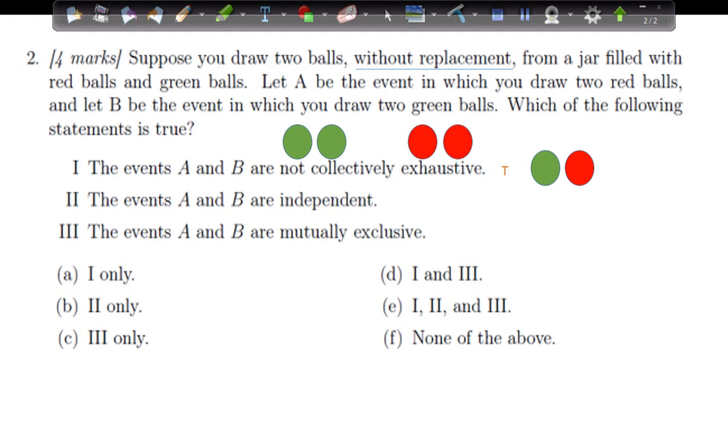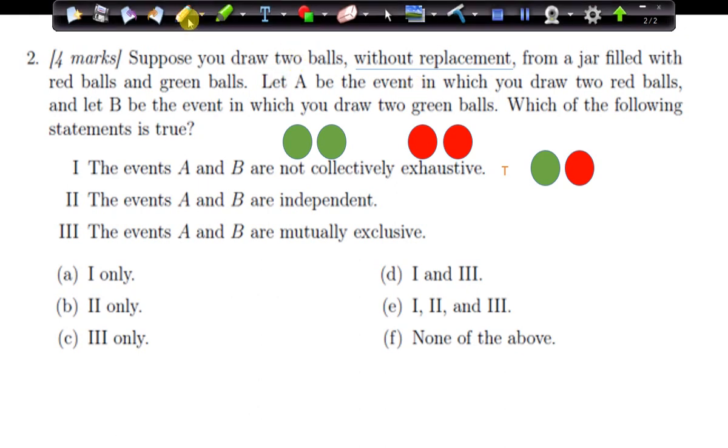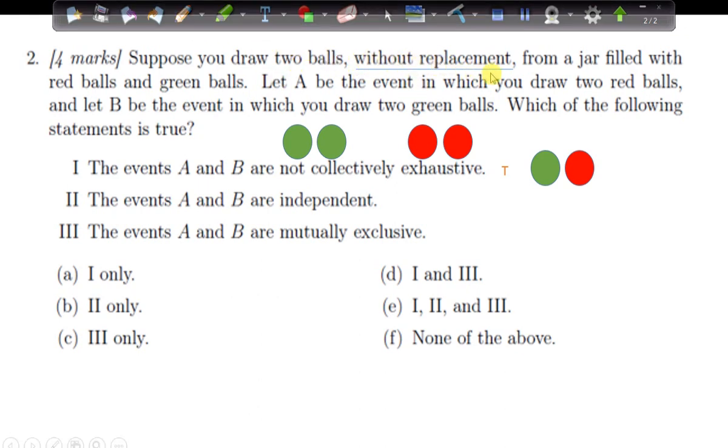The events A and B are independent. That is not possible. For example, you can look at this: it says it is without replacement. Since it is without replacement, the events of A and B occurring will be affected. Assuming you draw two green balls first, the probability that you can draw two red balls next, assuming there's an even number of balls, would be different. Hence, as long as the balls are drawn without replacement, the events A and B will not be independent. Hence, 2 is false.